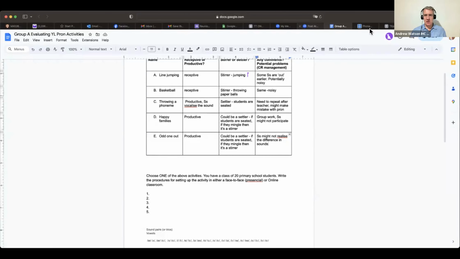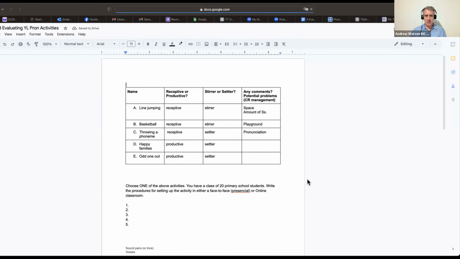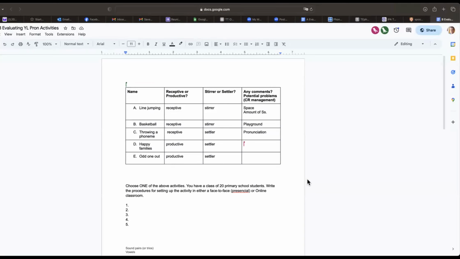All right, let's compare our answers to the first part, shall we? Anna Maria and Paula, can you talk us through your table? Actually, how about you tell us about the first two and we'll tell you about the first three, see if we're different, yeah? So tell us about line jumping and basketball. That we need a bigger space, not in the classroom. It will be in the playground.